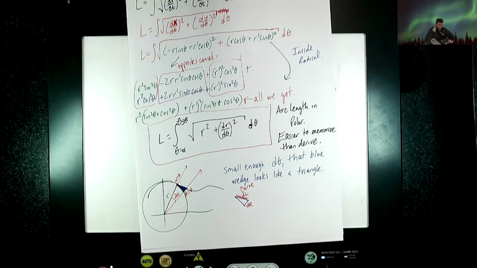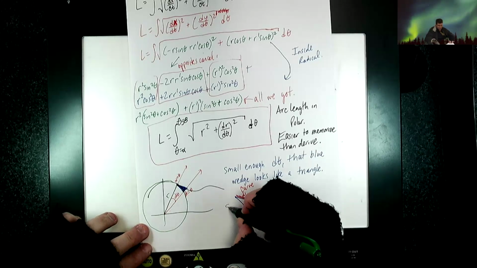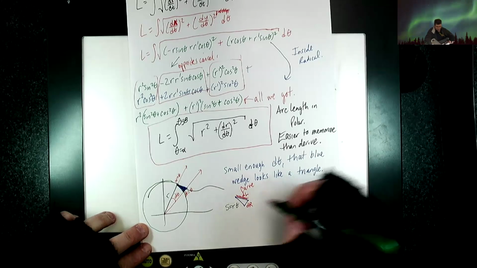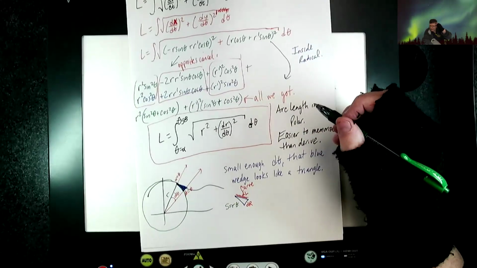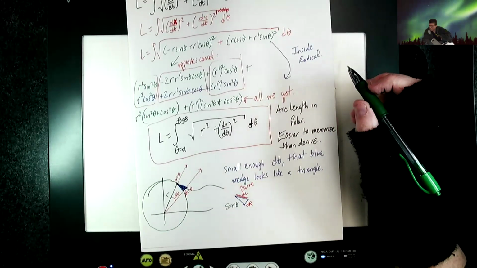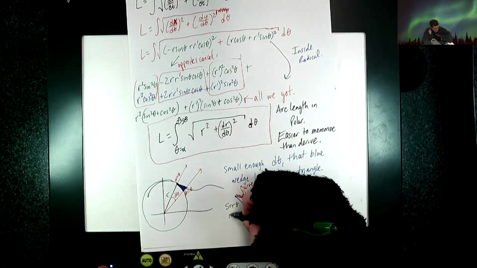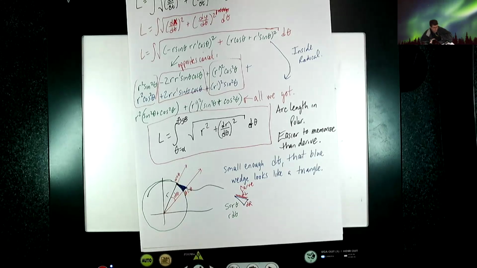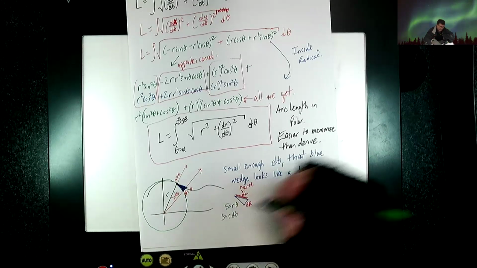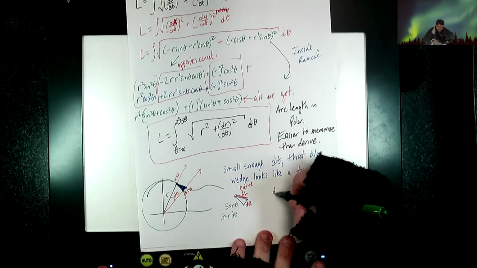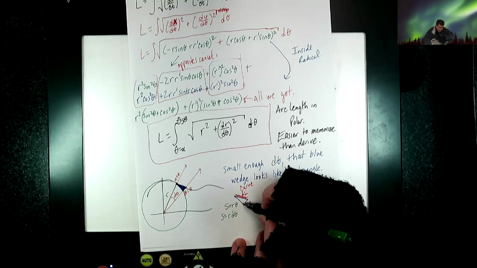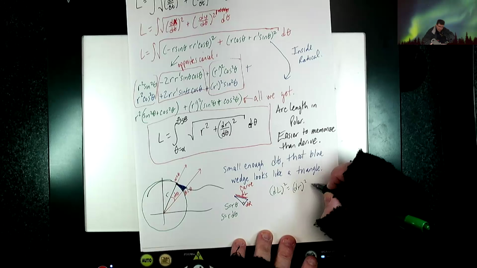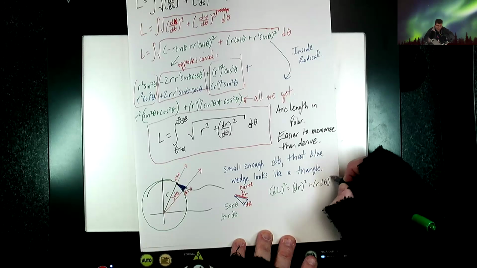This slice here was along the circle. So it's like s equals r theta, but it's not r theta anymore. It's more like r d theta, because the angle is just d theta, not the full theta. So s equals r d theta. So we have dl squared, and this is a right triangle, equals dr squared plus r d theta squared.